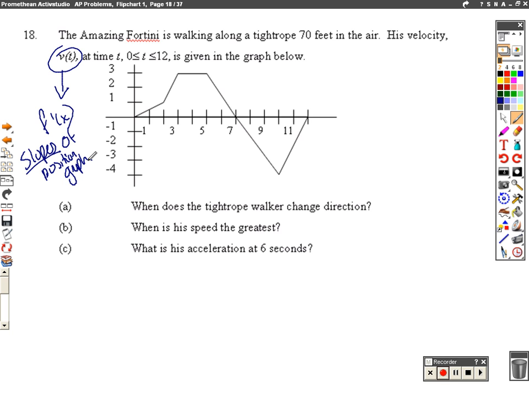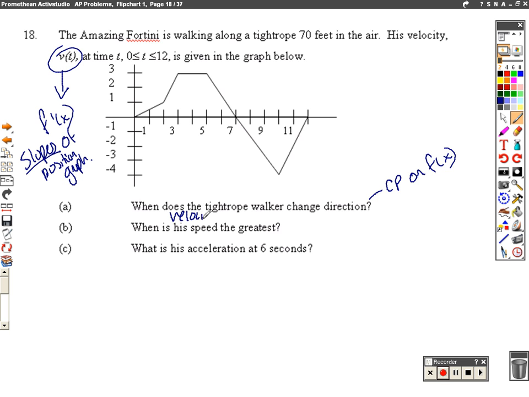Okay, so the amazing Fortini is walking along a tightrope 70 feet in the air. His velocity at time t is given on this graph below. So this is the velocity that he's walking along this tightrope. We want to know, when does he change direction? Well, changing direction is like a critical point on f of x, right? Basically, it's where he's going from moving forward to moving backwards, which is where his velocity changes sign.